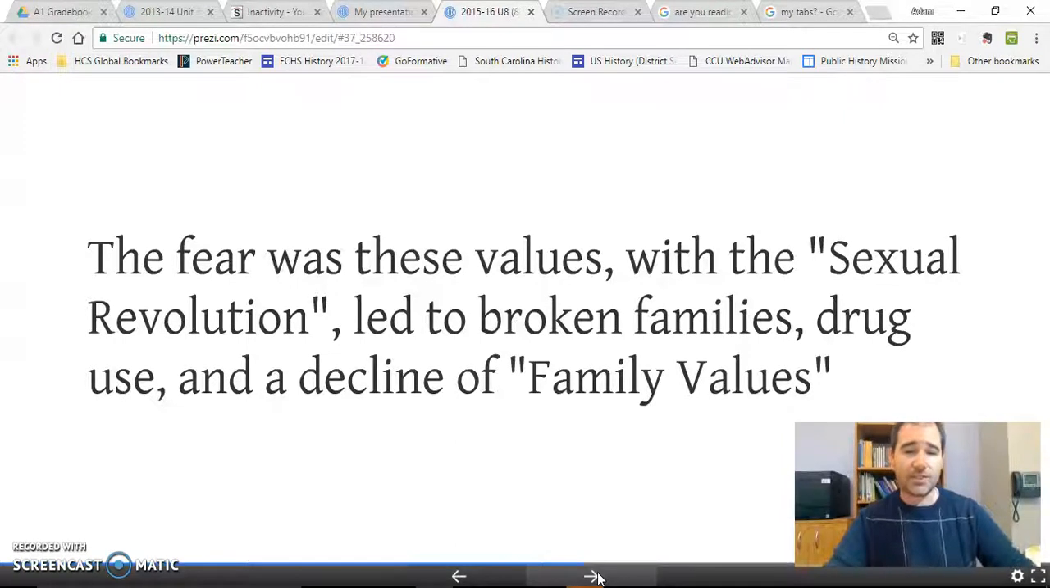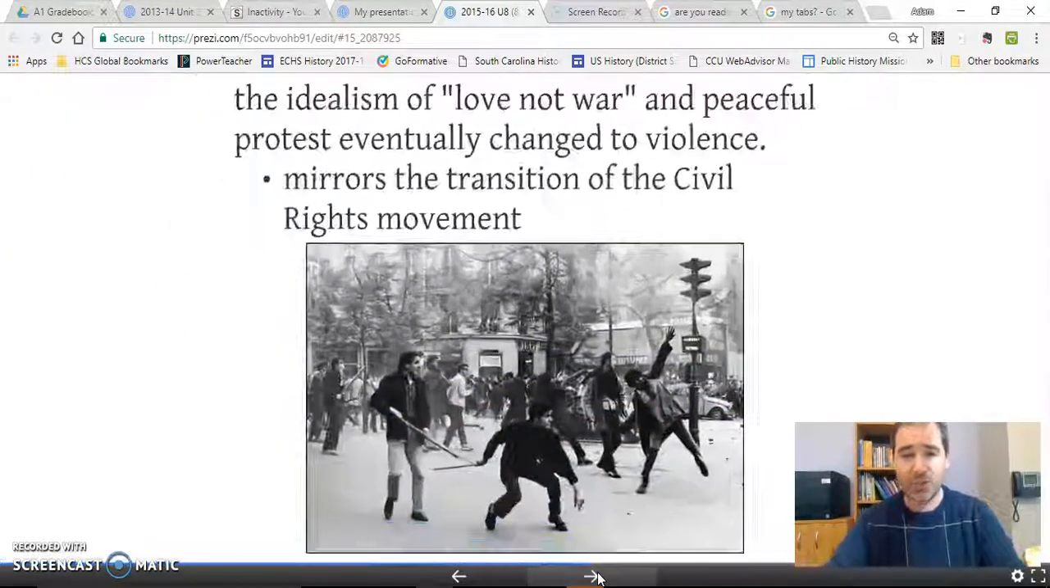There's a fear that these countercultural values, and this is also the time of the sexual revolution, where there's birth control and women's rights are being promoted. There is a fear that this is going to lead to broken families, increased drug use, a decline in what they see as family values. There's some slight ironies here that we're not going to talk about.